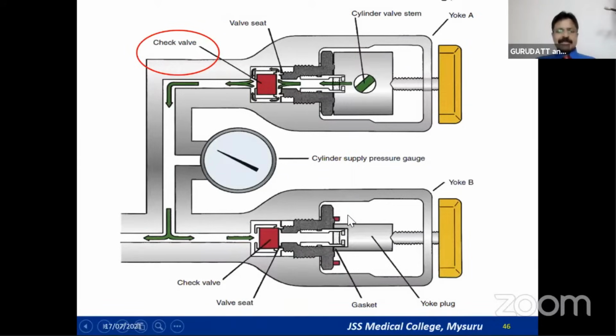That is the reason you should never allow a yoke to be kept open. Because if you keep the yoke open, and the check valve is not functioning properly, the gases may leak out, and you may have an empty cylinder. Or you should not connect an empty cylinder also, because there can be transfilling of the empty cylinder from a full cylinder. In order to prevent that, you have to plug the yoke assembly all the time whenever you are not using it, and that is called the yoke plug.